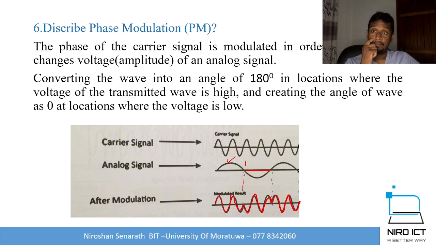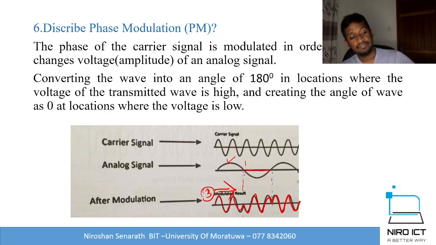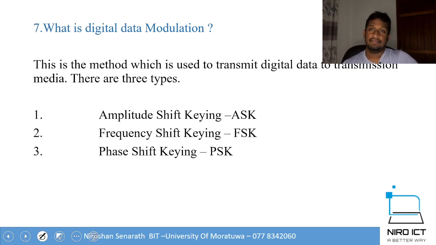Then this is called phase modulation. It is so simple. This is the modulated signal, that is the third one, which is transmitted through the transmission media after you did the modulation part. Right. Next we finished analog data modulation, and we move to the digital data modulation.